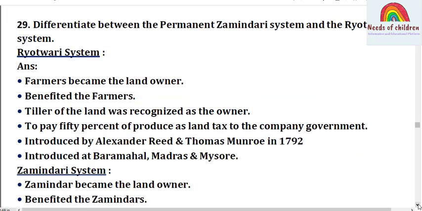Question number 29. Differentiate between the permanent zamindari system and rayatwari system. Students, this is the question.